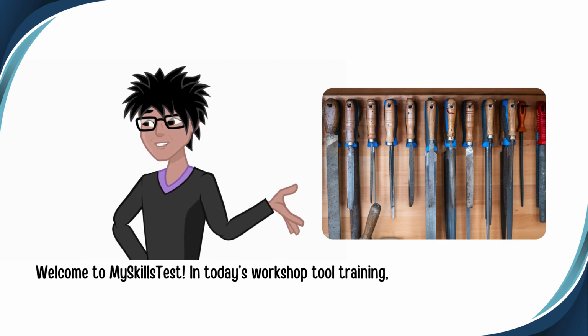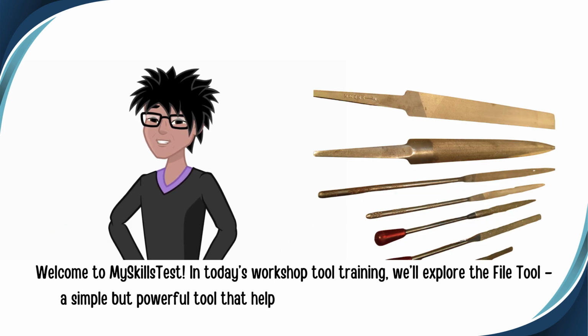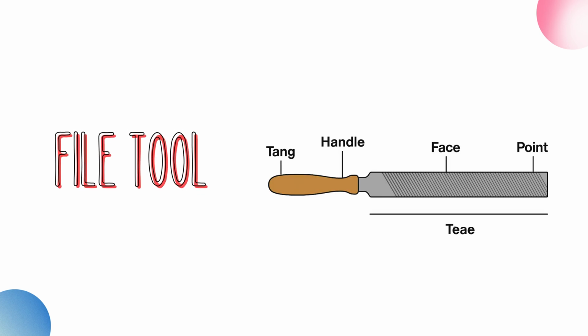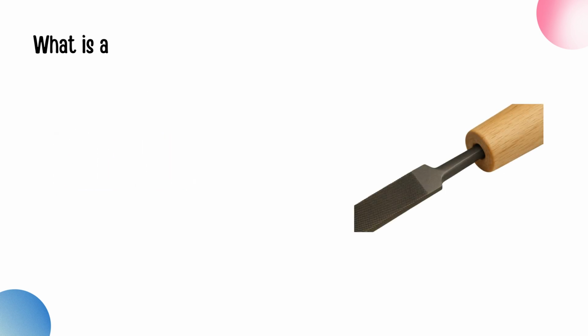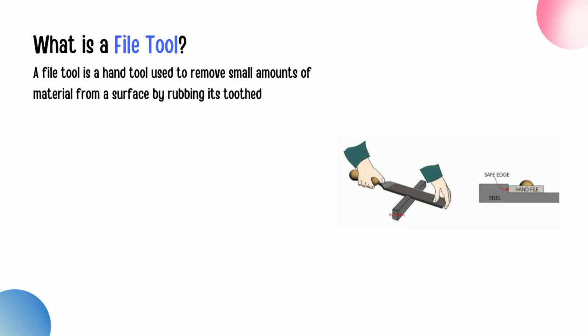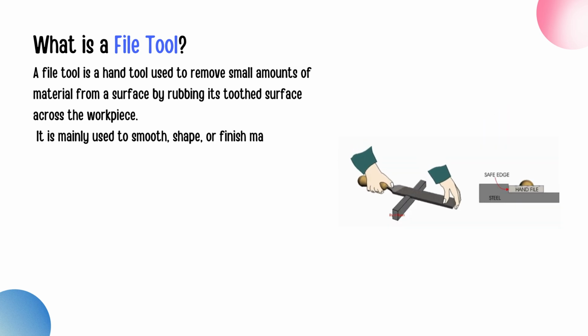In today's workshop tool training, we will explore the file tool, a simple but powerful tool that helps shape and finish metal, wood, and plastic surfaces with precision. A file tool is a hand tool used to remove small amounts of material from a surface by rubbing its toothed surface across the workpiece. It is mainly used to smooth, shape, or finish materials like metal, wood, or plastic.